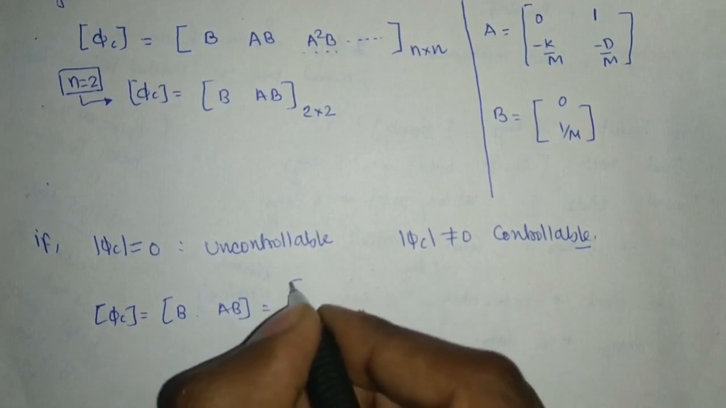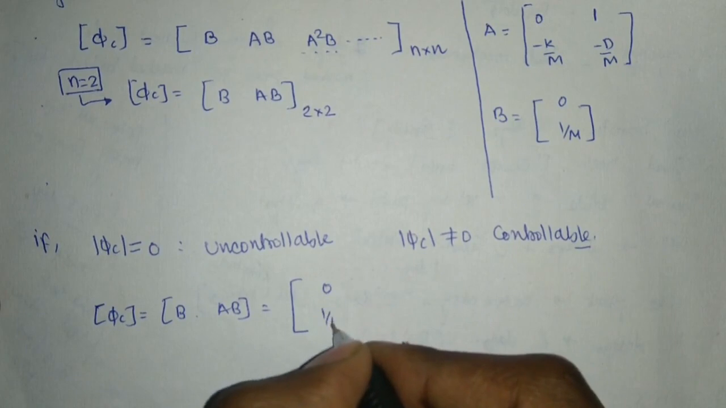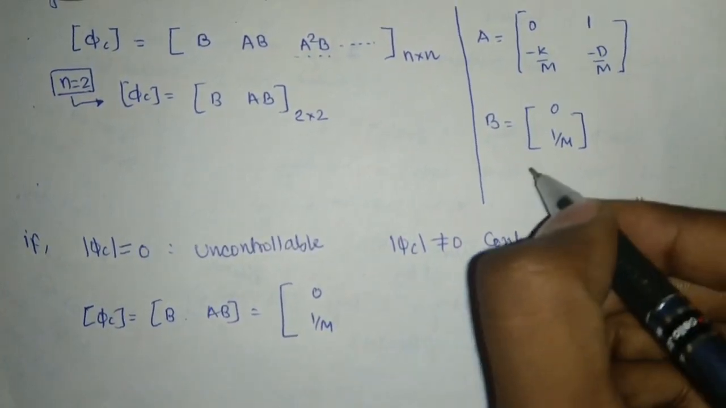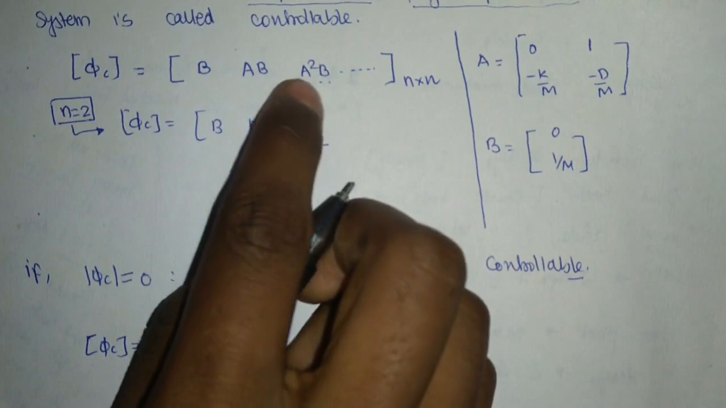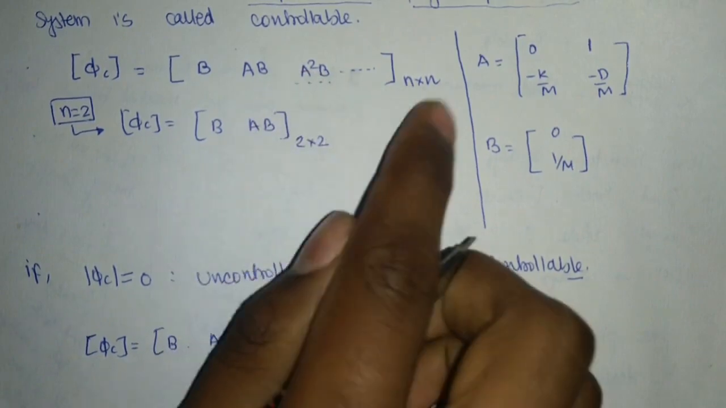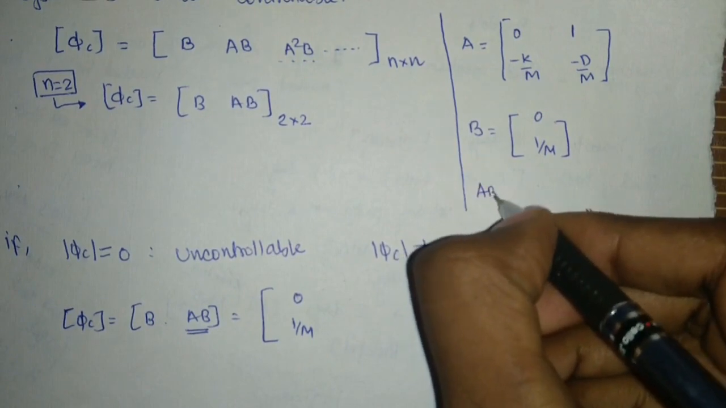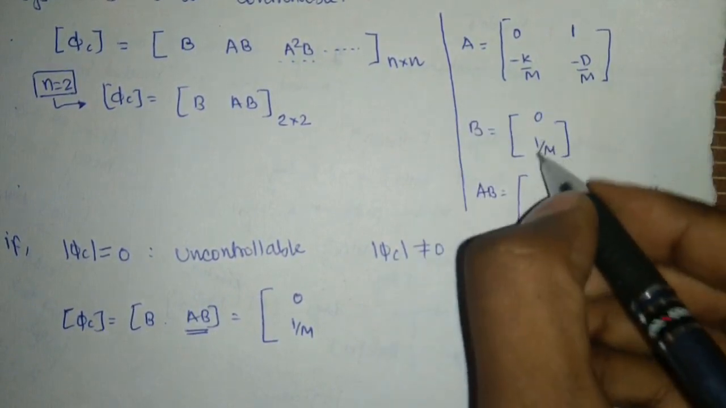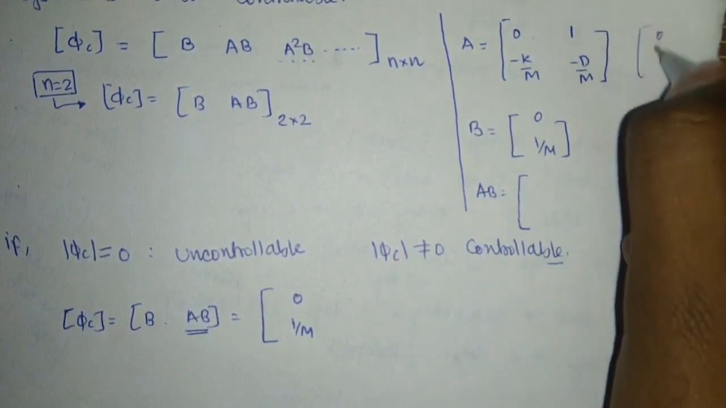So the B matrix will come over here first, that is 0 and 1 by M. Then the multiplication of these two matrices together. So A into B, that order we have to remember here. It is A into B. We are pre-multiplying these things, right? A square B, A cube B, and so on. That is not a post-multiplication, because in matrices, pre-multiplication and post-multiplication are very important. We have already seen that in robotics, right? So A into B, when I am doing it, it will be A multiplied by B. So I will be multiplying it here.